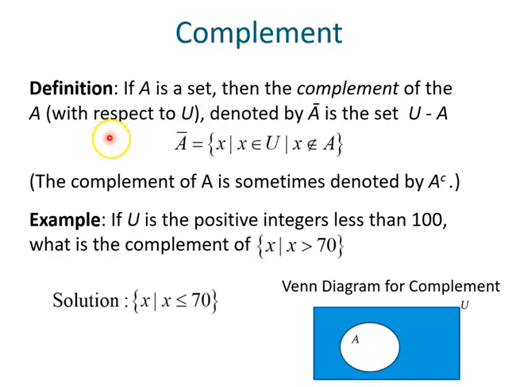The complement of the set A, denoted with A bar, is the set U minus A. A bar is all X in the universal set such that X doesn't belong to A.